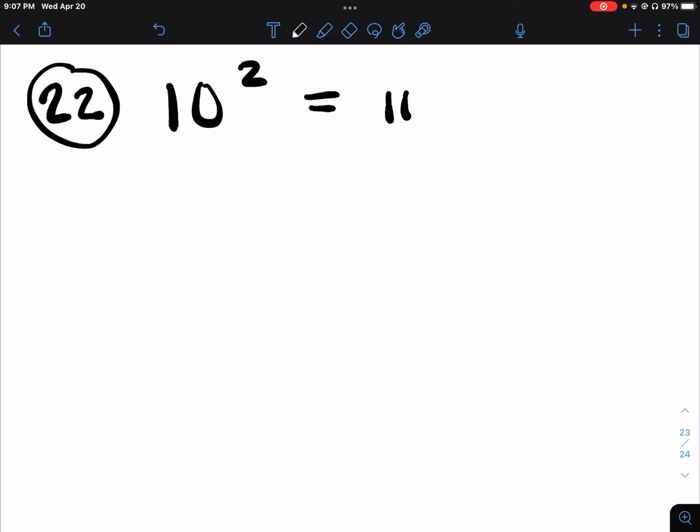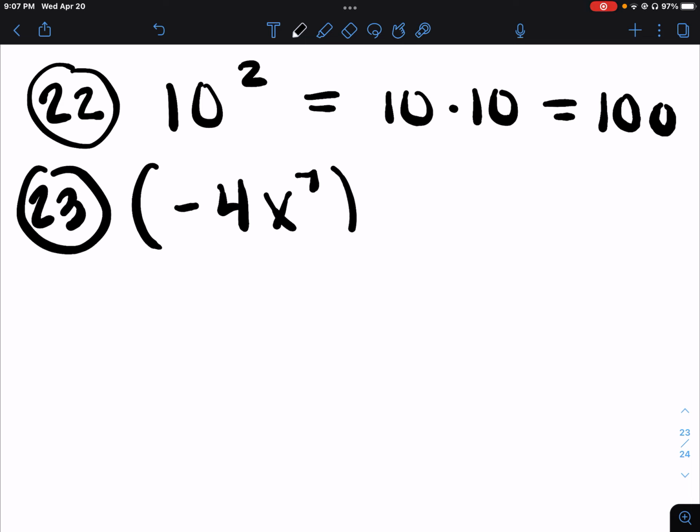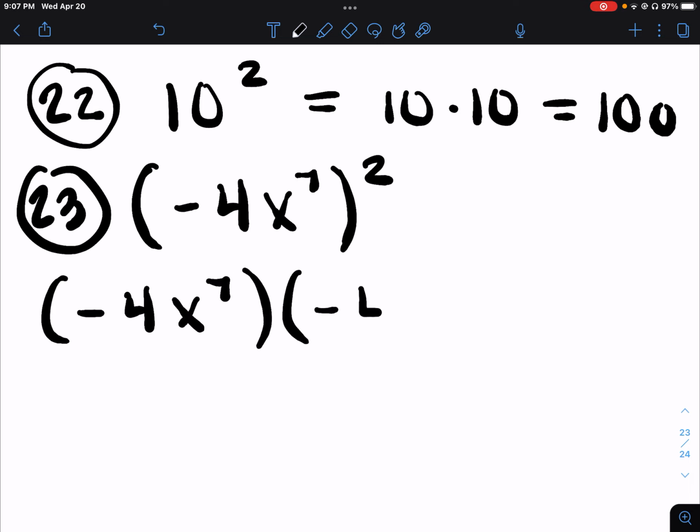Okay, and then a few questions back from the beginning. 10 squared means 10 times 10. The exponent tells you how many to multiply. The parentheses tells us to do the whole thing, and the exponent tells you how many.